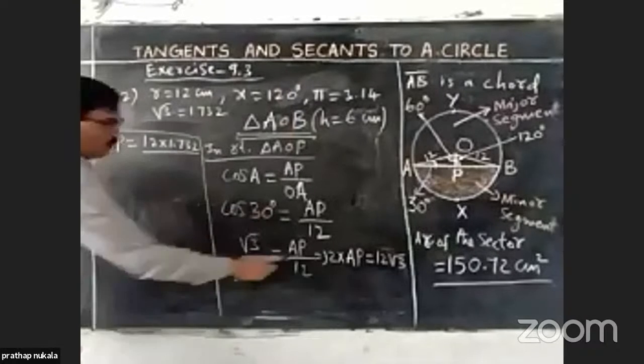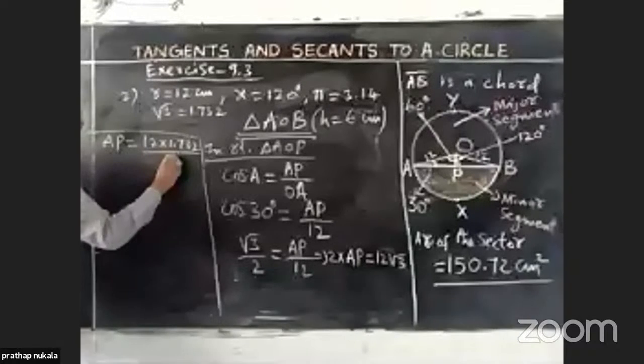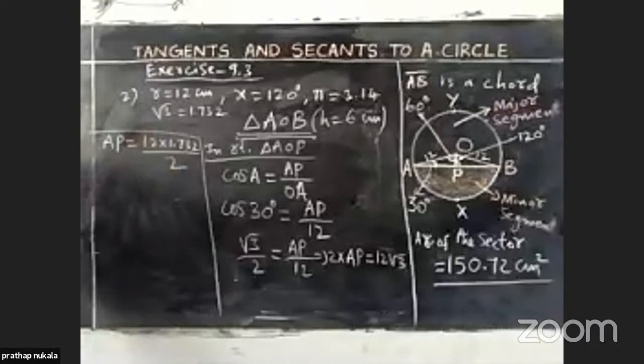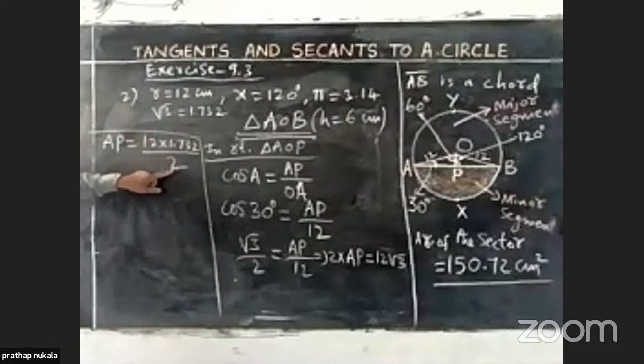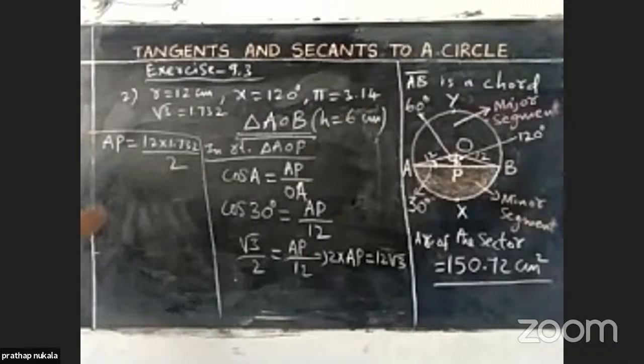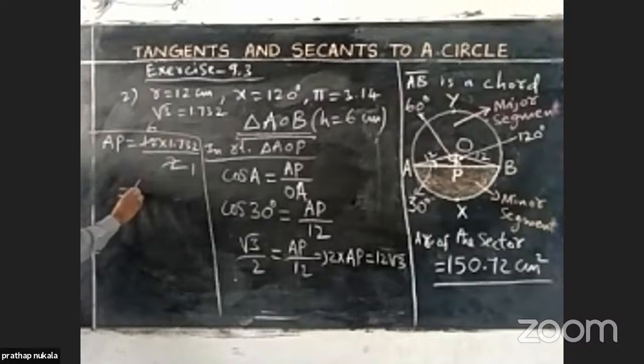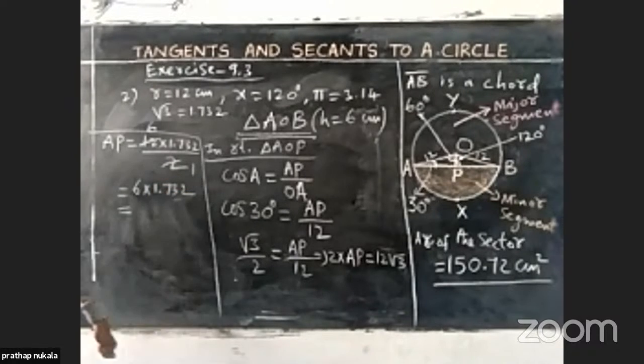If we transpose 2 to the right side, then it goes to the denominator. Since it is in the numerator on the left hand side, that's why it goes to the denominator. Now simplify. 2 ones are 2, 2 sixes are 12. 6 into 1.732.